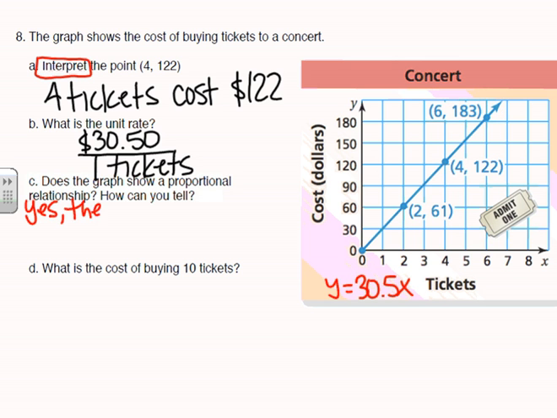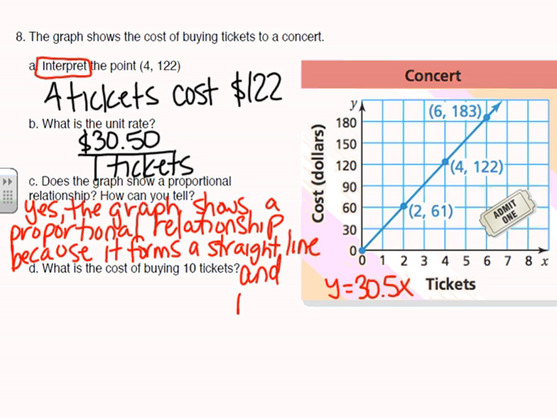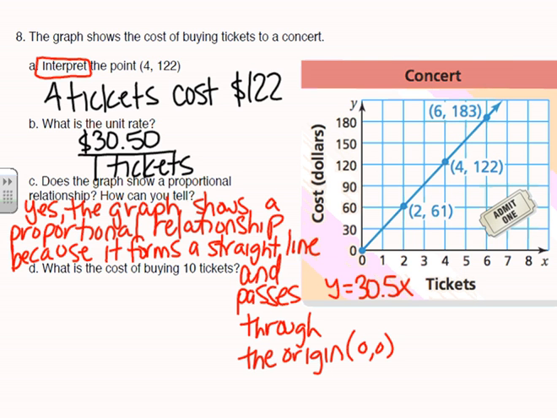yes, the graph shows a proportional relationship because it forms a straight line and passes through the origin. And that's our point 0, 0. All right, part D.